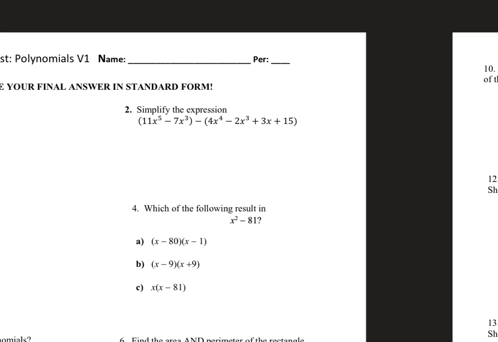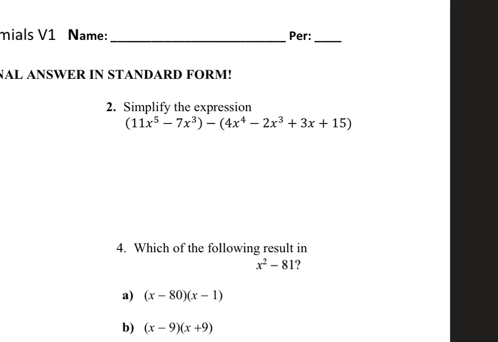All right, so problem number 2. Now we're subtracting. So remember, with subtraction, first thing we need to do is distribute that negative to all the terms in the second parentheses. The first parentheses stay the same. So 11x to the fifth minus 7x cubed. And when we distribute the negative, it basically switches the sign for every term. So negative 4x to the fourth plus 2x cubed minus 3x minus 15.